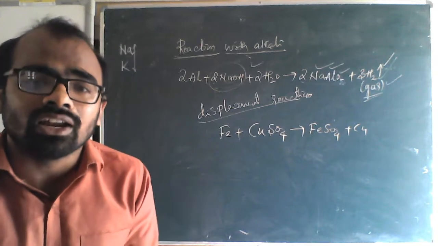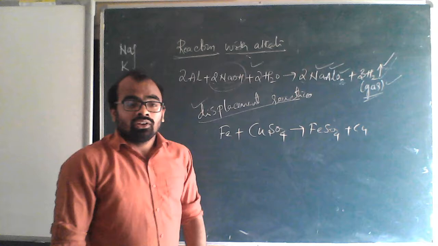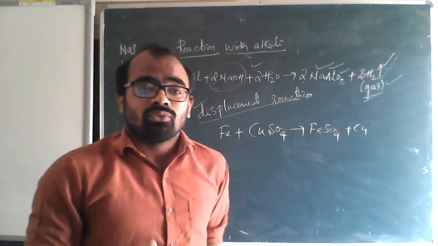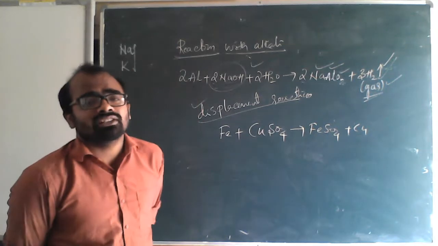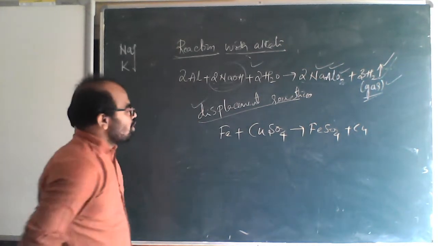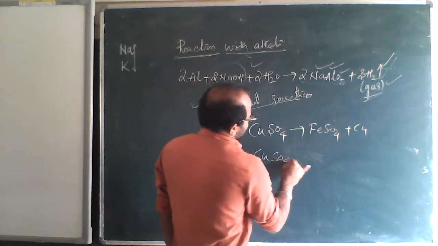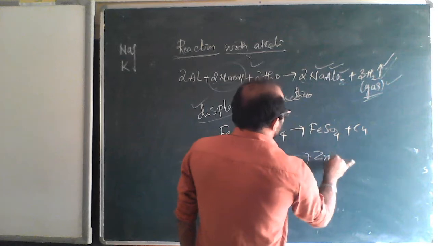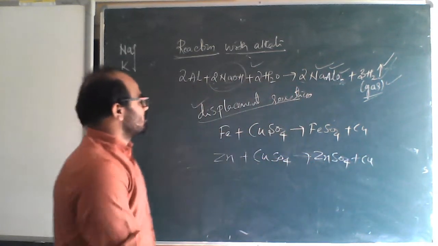Now we'll see displacement reaction. That is Fe plus CuSO4 is equal to FeSO4 plus Cu, or you can also write Zn plus CuSO4 is equal to ZnSO4 plus Cu. These two are displacement reactions.